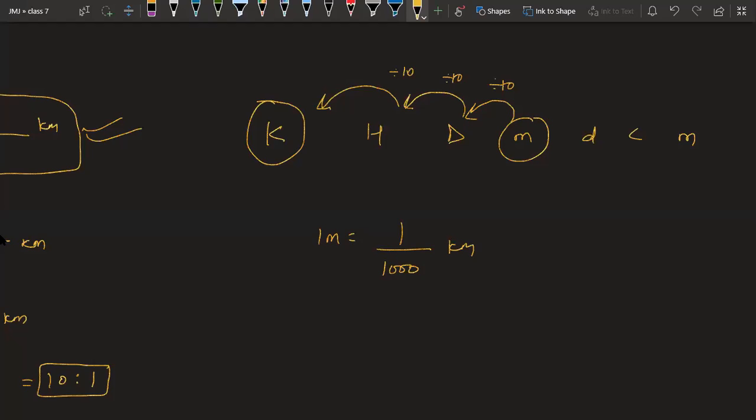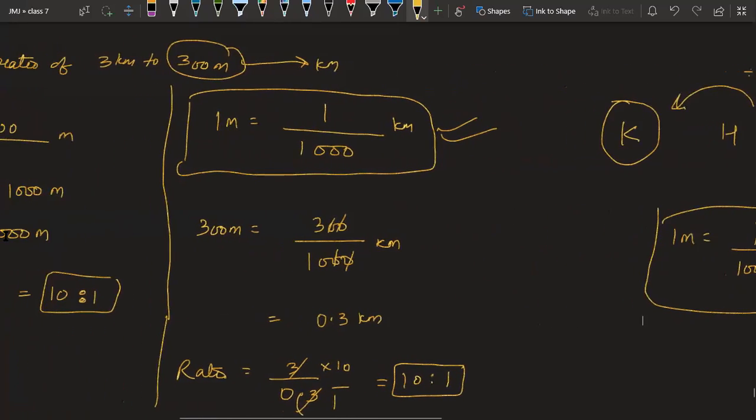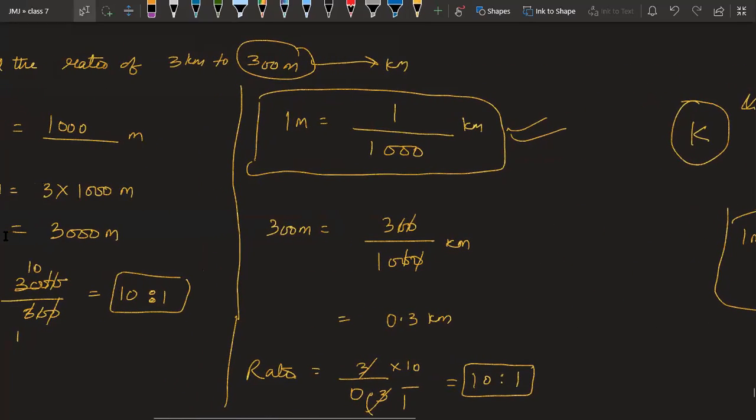So Lavya, I hope you got this. Why 1 meter equal to 1 upon 1000 kilometers? And with this thing, I converted 300 meters into kilometers. It became 0.3 kilometers. After that, I found the ratio very easily, 3 upon 0.3, and I tried to find it. Okay, that's it. Yes, beta.